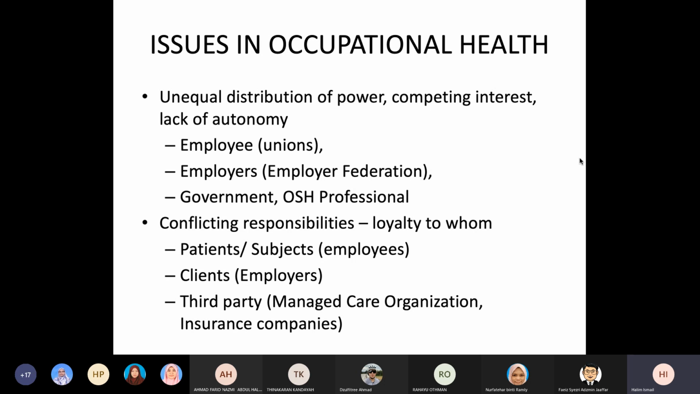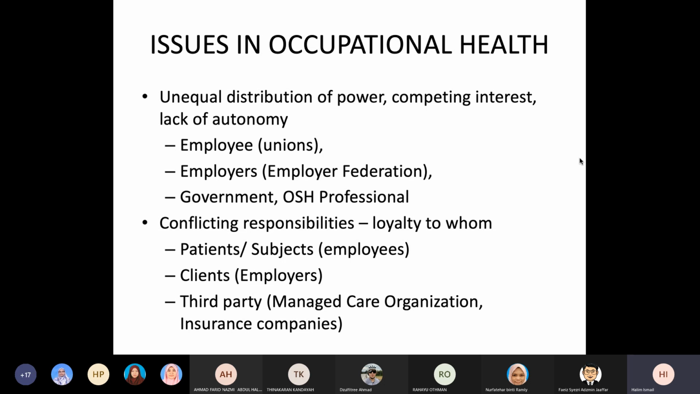So in OHD, the unequal distribution of power simply means that in a place of work, the employer is the one who holds the power, right? And the employee is the one who is working under the employer. As a result, they don't have much say in terms of their working situations, right? Same thing, say for example, you as an employer have a maid in your house, right? The maid wouldn't dare say anything to you, because you hold the power, you are the one who's paying the salaries. So that's what is meant by unequal distribution of power.